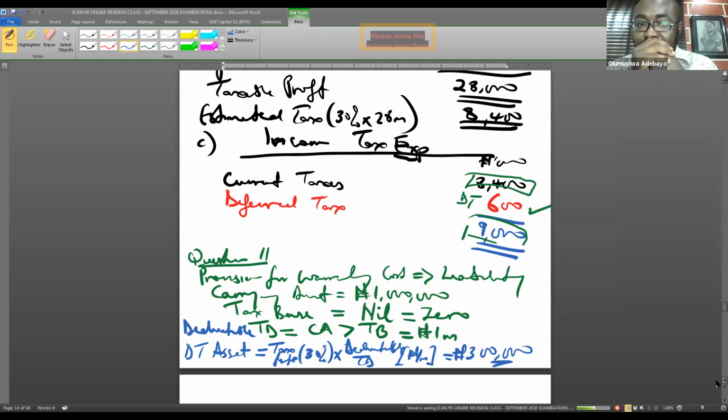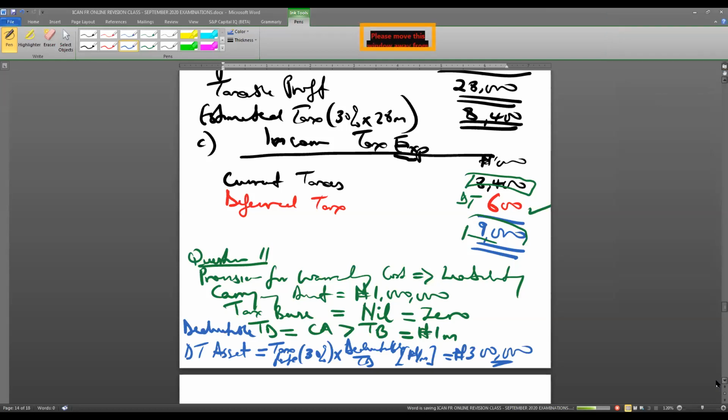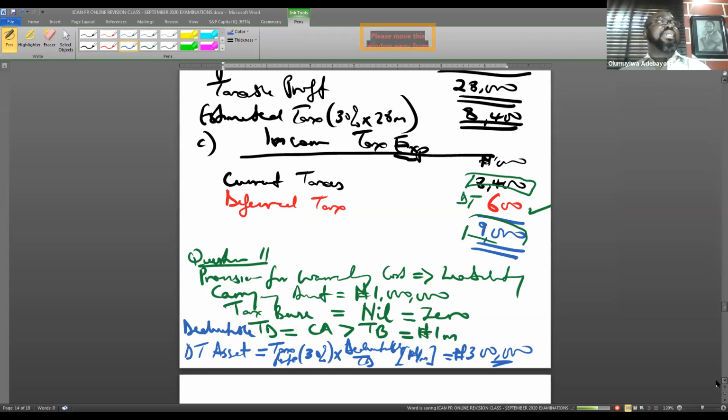Yes, sir. The only comparison you have is carrying amount and tax base. At what point is carrying amount greater? Is it for an asset? Is it for a liability? That will determine whether it's deductible. And that's why you have to make reference to that matrix. Okay.